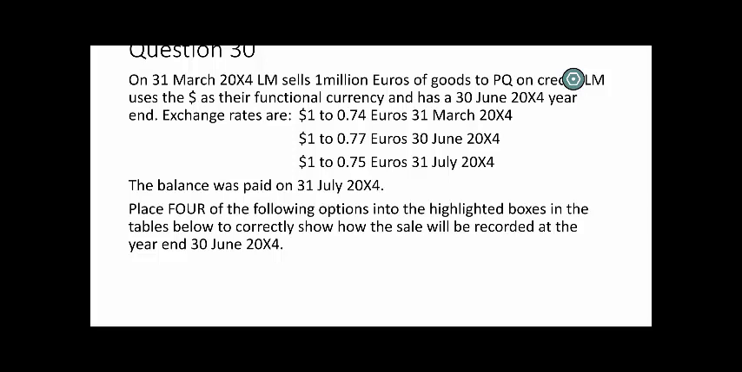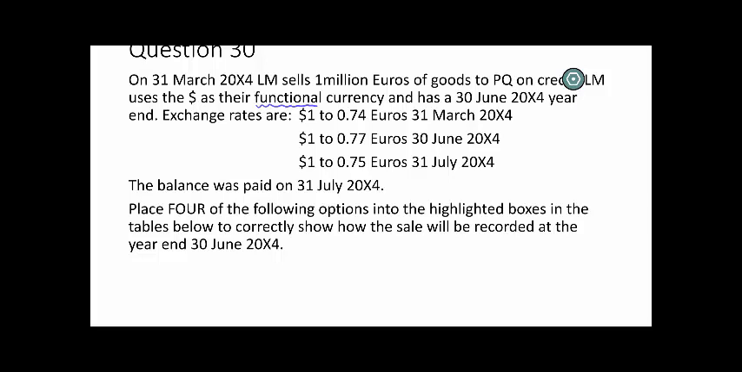Question 30 is a foreign exchange question. So here it tells us that on 31st of March 2004, LM sells €1 million of goods to PQ on credit. LM uses the dollar as their functional currency, so everything needs to be translated back into dollars, and has a 30th of June year end.